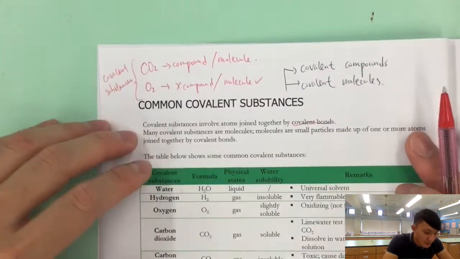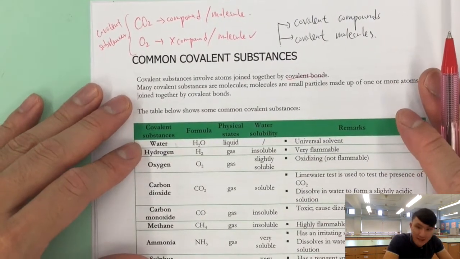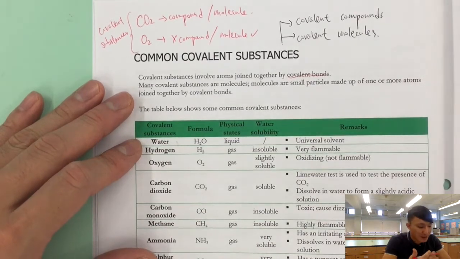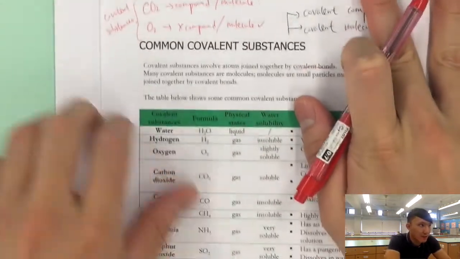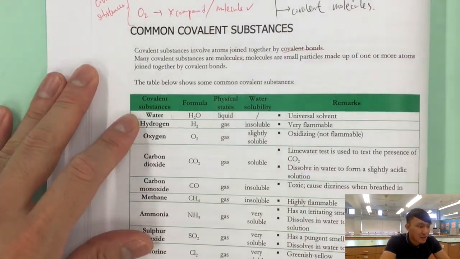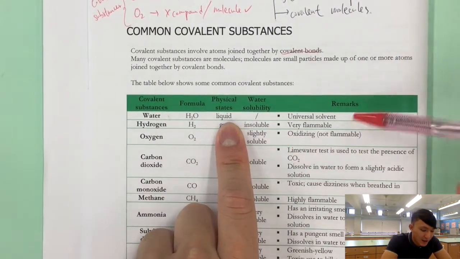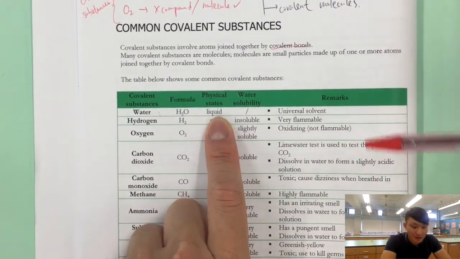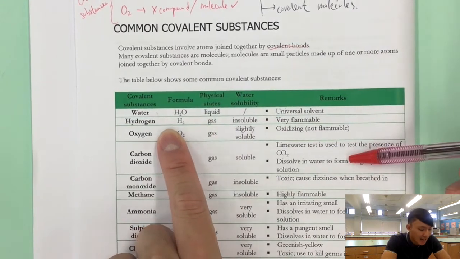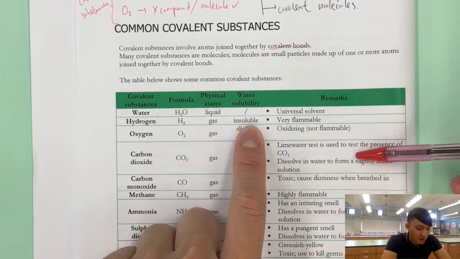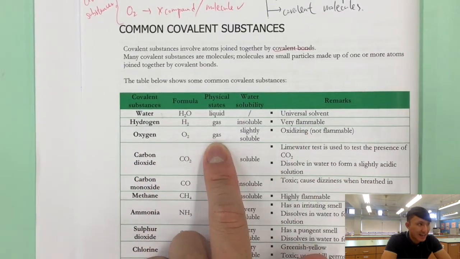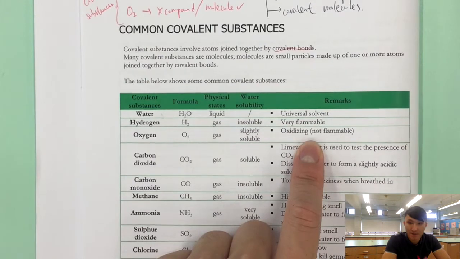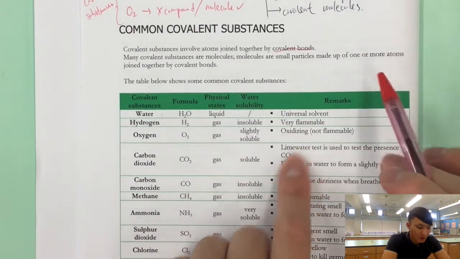Now, this table basically shows you some common examples of covalent substances. Could be compounds, could be elements. Just have a quick look, and perhaps it will be best if you can memorize them. Water, of course, is a liquid. It's a very good solvent. A lot of things can be dissolved in water. Hydrogen is a gas, insoluble in water, highly flammable. Oxygen, O2, is a gas slightly soluble in water. It's oxidizing. Bear in mind, it is not flammable.